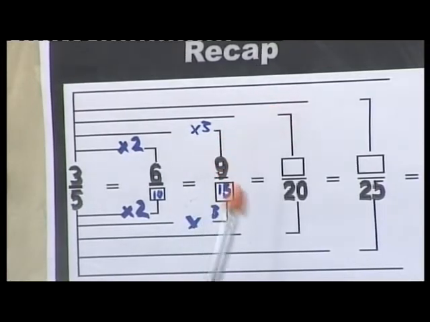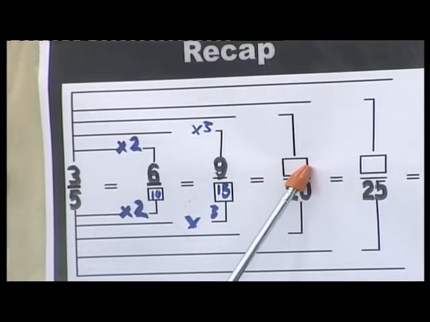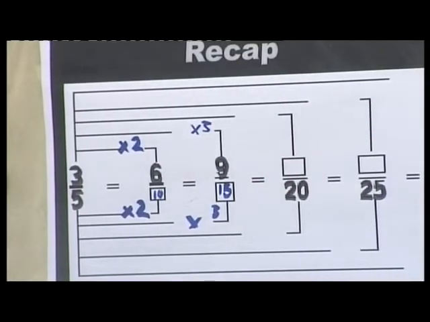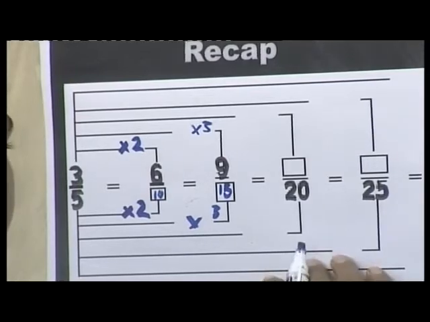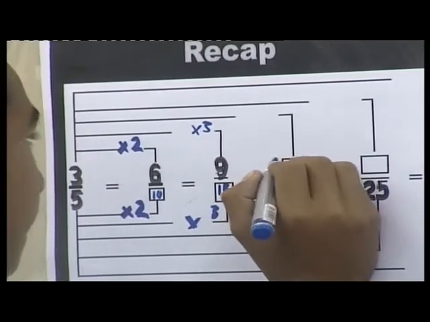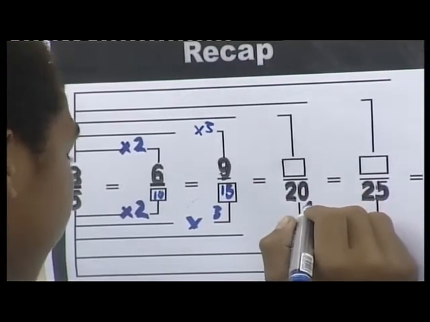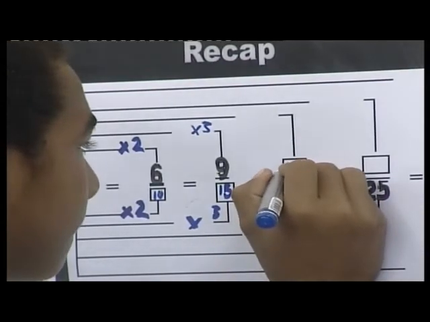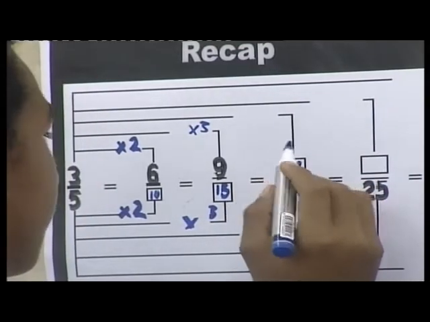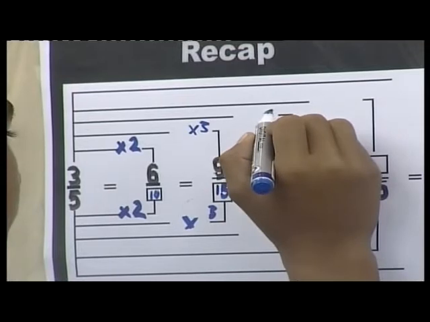Let's have another equivalent fraction to 3/5. This time we have a blank space here. 20 is given, and you have the space to write whatever numbers you have used. Rodney, quickly. What have you multiplied to get 12?